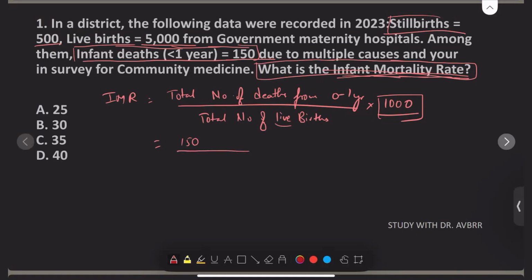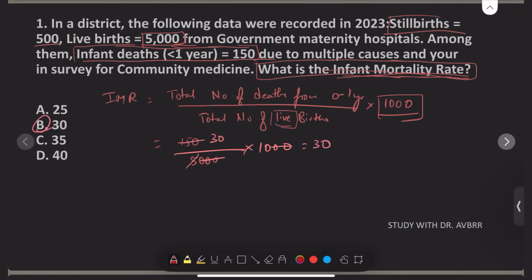In the formula we know that we need to calculate for live births, so only live births. Don't add your stillbirths count. Only 5,000, into 1,000. So the answer is 30.